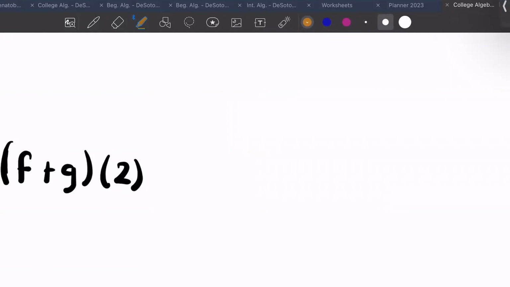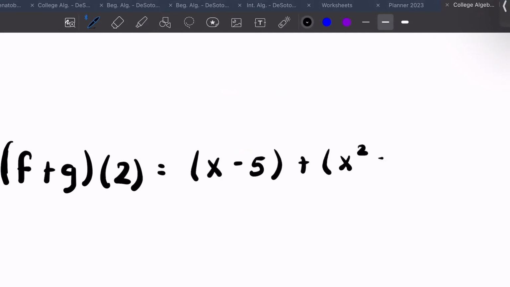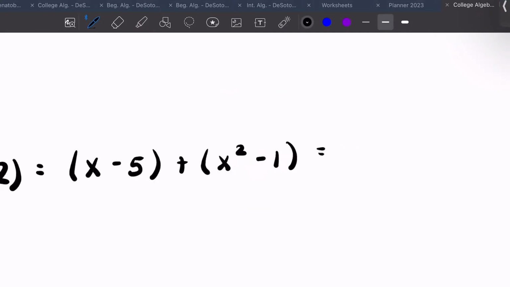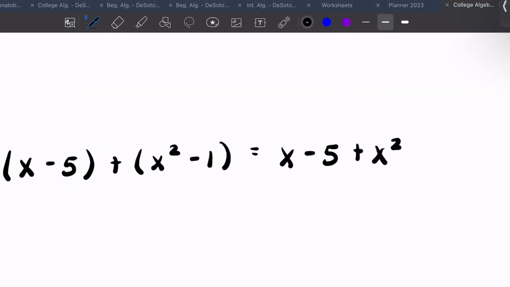Last one, we can do f plus g of 2. So we're going to plug in 2 for x. But first, let's see what f plus g of x would be. We would have x minus 5 plus x squared minus 1. We can add those like terms and get x squared plus x minus 6.